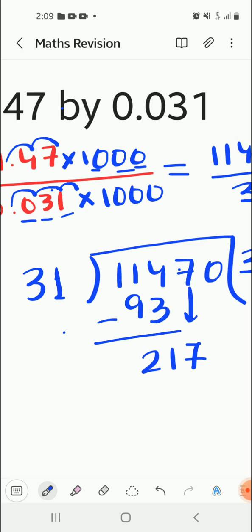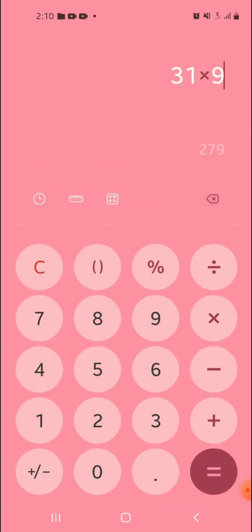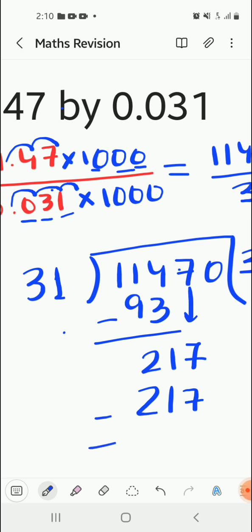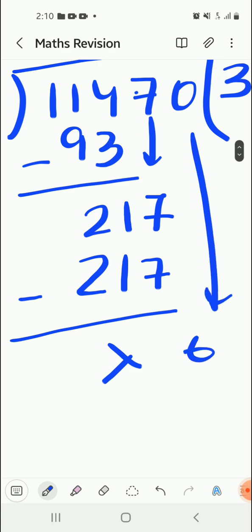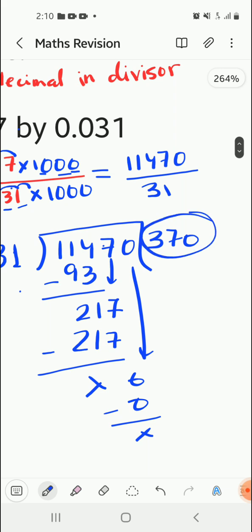Now 31 into, let's check, 9. Let's check if it's possible. Into 9, no, it is exceeding. So let's take 8. Taking 8, we have got 248. Again exceeding. Let's take 7. So we've got 217. So we will take 217 by multiplying 31 into 7. So we'll write 7 over here. So this is done. Now the 0 shifts here. So 31 into 0 is 0. So this is over. We've got 370 as the answer.